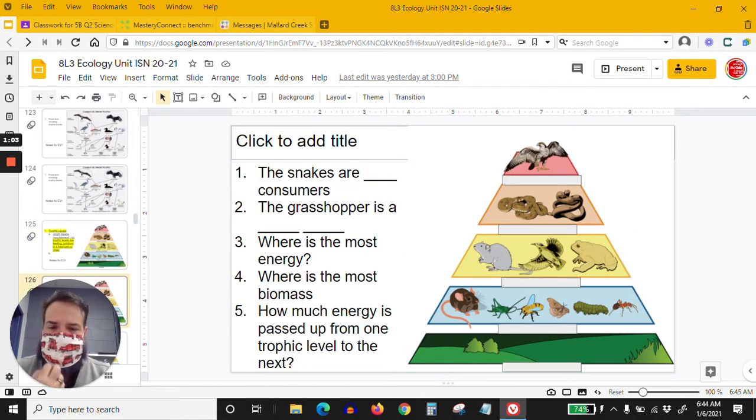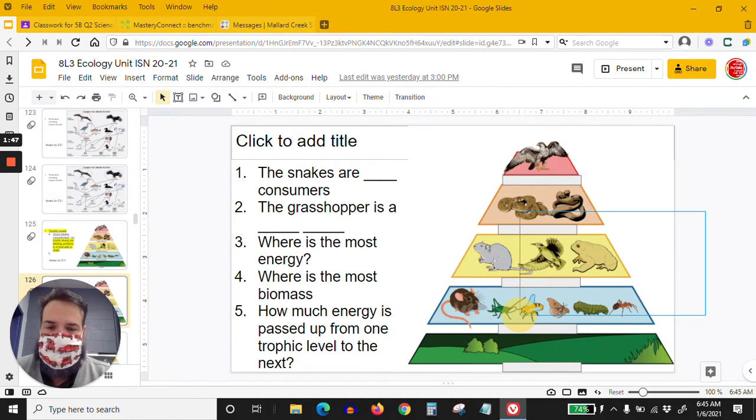So if we look at this diagram, the snakes are consumers. Here are the snakes, and so they are a consumer. These are consumers and these are consumers. These are producers. So the snake is a secondary or tertiary consumer. The grasshopper is in the first set of consumers, so it's a primary consumer.